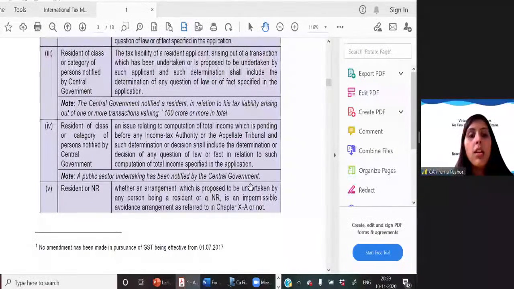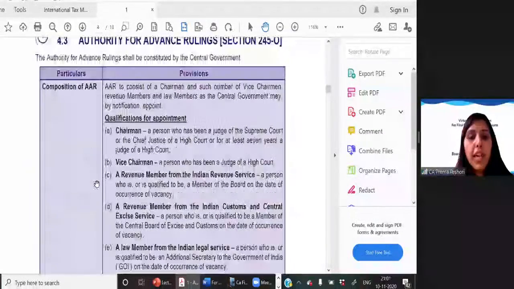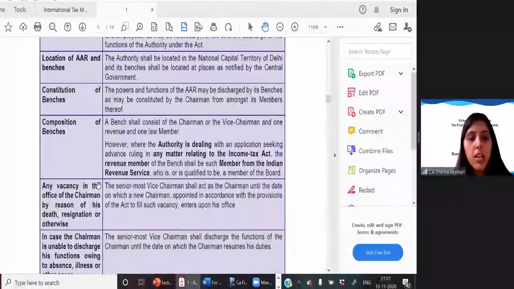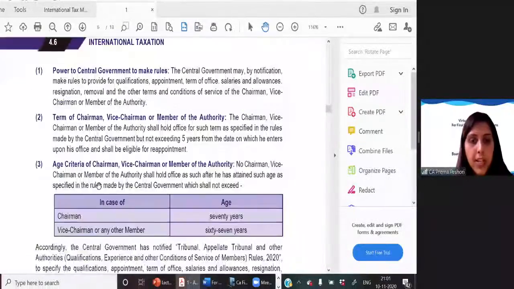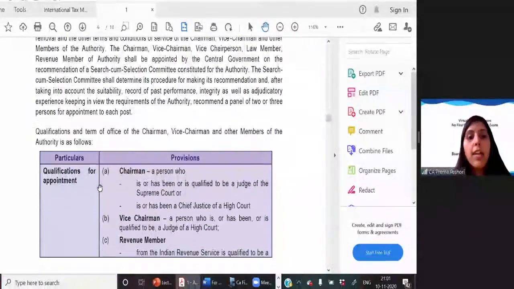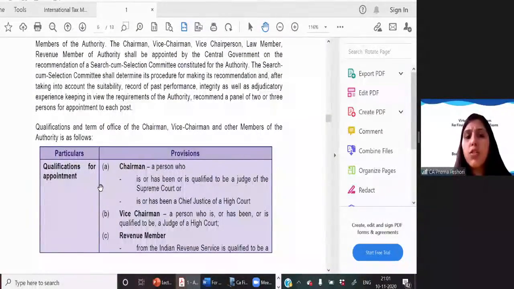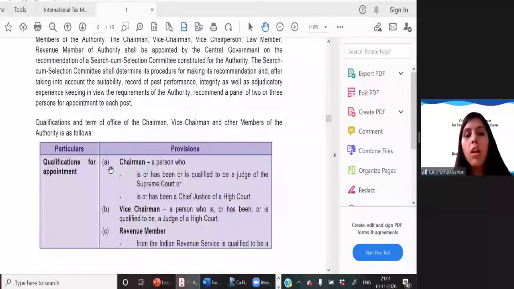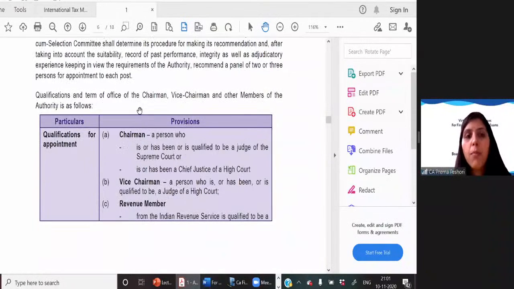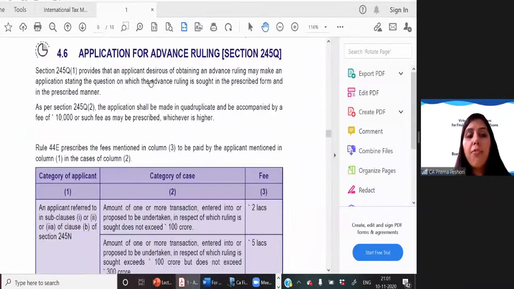Okay. Now, they have given the composition of the AAR. What will be the composition? The composition has been changed very recently as to who could be the chairman of the AAR: a judge of the High Court, Chief Justice of a High Court, or a judge of the Supreme Court. There could be a vice chairman who is a judge of the High Court, and a revenue member from the IRS. These are the recent qualifications given for the members of the AAR and their tenure. Then they have also given us the fees which will apply. You will have to remember these things, as this could be asked in a theoretical question as to what the fees will be.